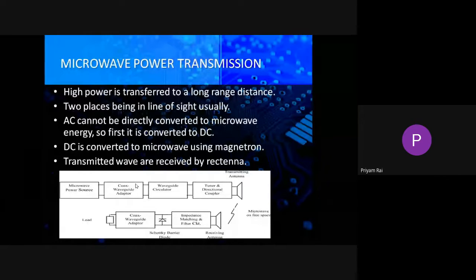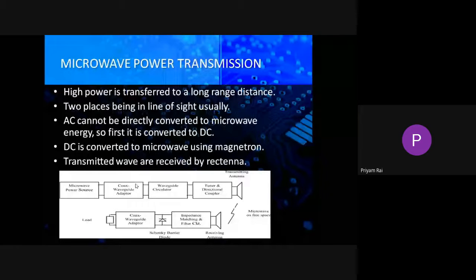The tuner matches the impedance between the microwave source and the transmitting antenna. Then, based on the signal propagation direction, the signals are separated by the directional coupler. Then the transmitting antenna emits the power through free space to the receiving antenna.